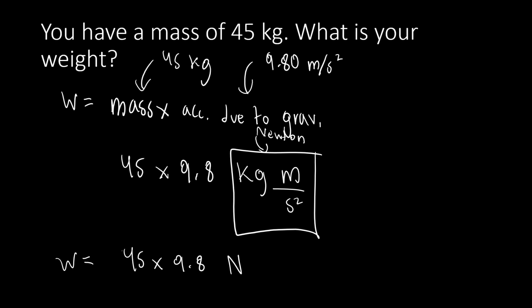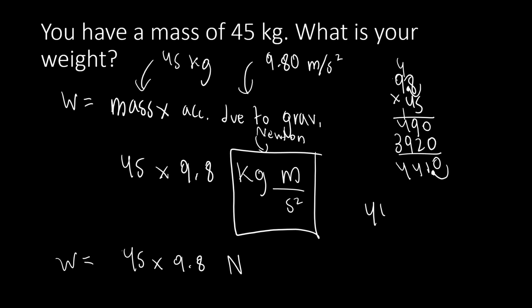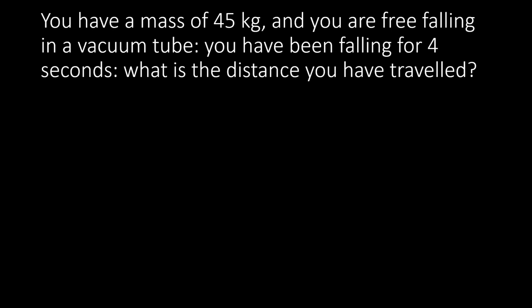And now let's multiply 45 and 9.8. You get 4410, and then you have to move the decimal place one to the left because there's one decimal place in 9.8. So you get 441 newtons as your weight. And that's the answer. So let's try one last example.